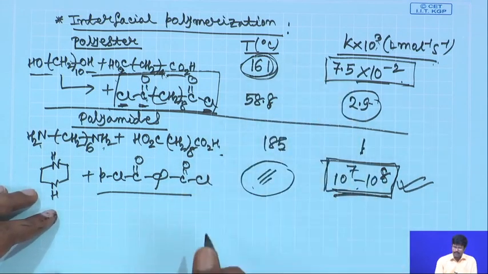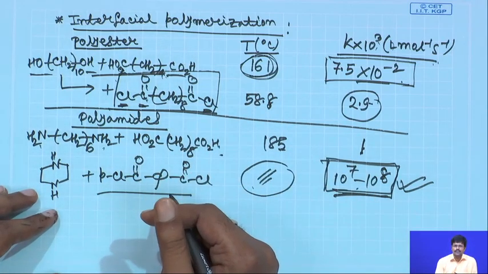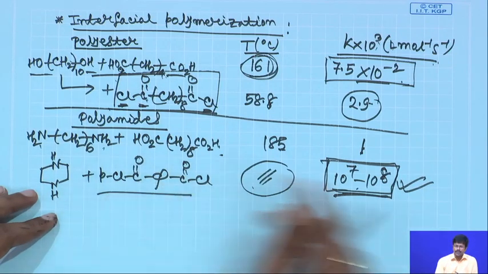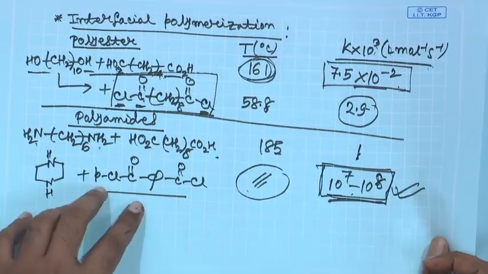So, if you can reduce the temperature and you can increase the rate constant, even at lower temperature you can do the reaction at a high rate, that is very good. So, the idea then is that you can use acid chloride instead of acid if you want. So, your rate constant becomes higher, you can do the reaction at lower temperature.